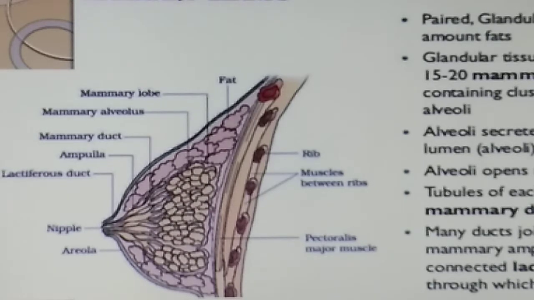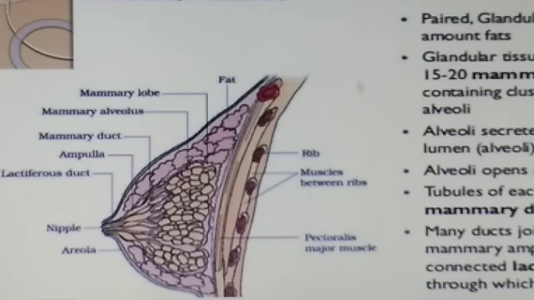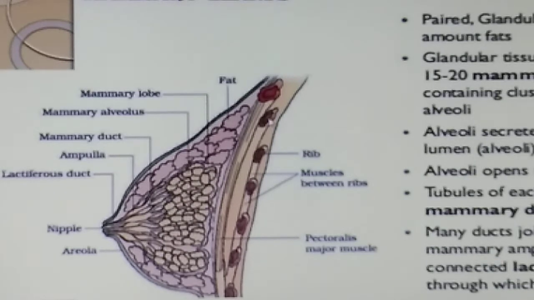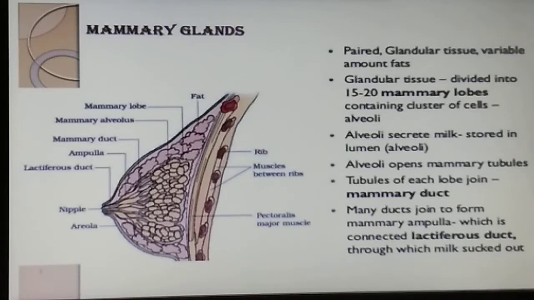I'm going to repeat this for you students. It's very, very important. So you can see here the glandular tissue, it's divided into 15 to 20 lobes. I'm going to show you the full page over here. Now it contains clusters of cells that are known as alveoli, and these are the alveoli, students. They secrete milk which is stored in the alveoli, or we can say the lumen.